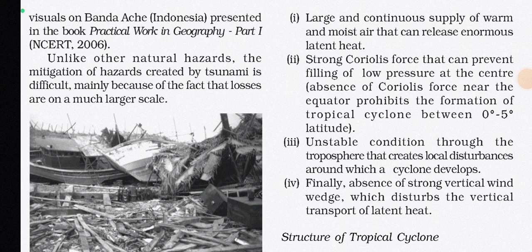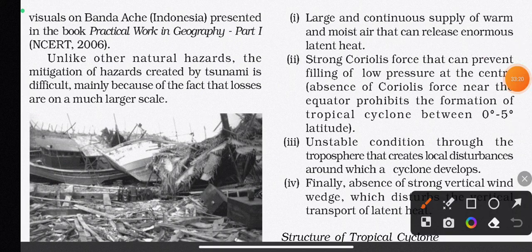This is important information: between 0 to 5 degree latitude there is no tropical cyclone, and this is because of the lack of Coriolis force. Because if there is no Coriolis force, the air won't get diverted, and the center that we call the eye of the cyclone won't remain a vacuum, and therefore the cyclone won't be created. Unstable condition through the troposphere that creates local disturbances.